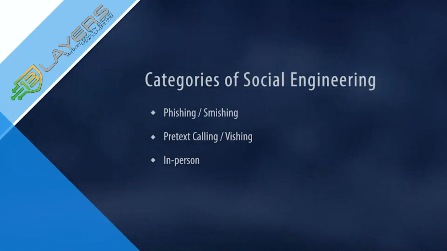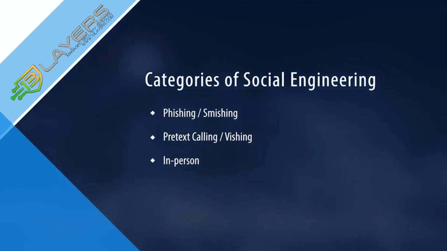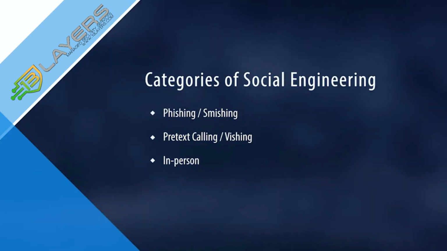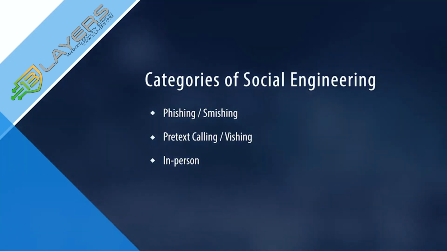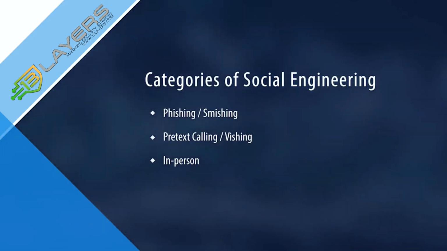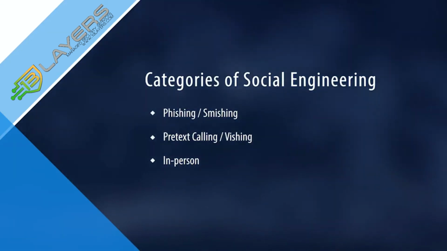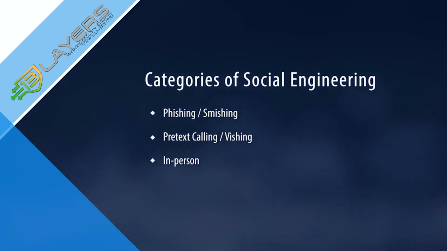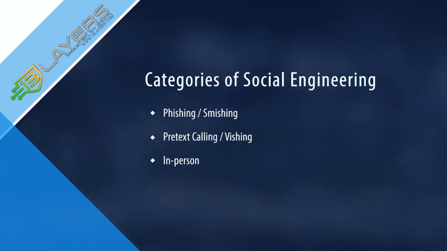Electronic social engineering tactics include phishing and smishing. These attacks may use email or other electronic communication to trick a user into disclosing information or performing an action such as clicking a link, installing software, conducting a wire transfer, etc. Telephonic or pretext calling is the process of using the telephone to get the user to disclose information or perform an action. The method is often referred to as phishing.